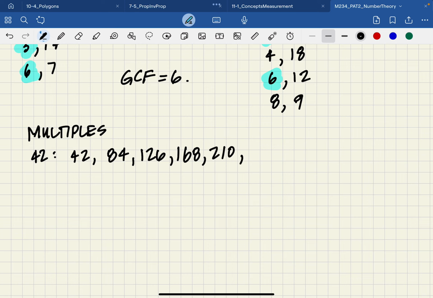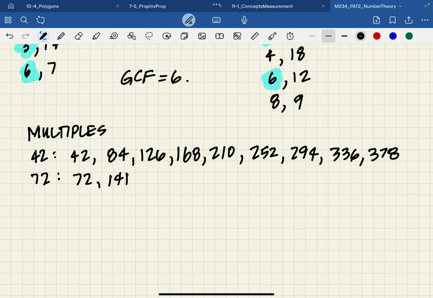210, 252, 294, 336, 378. That's probably enough just to get us started. Let's take a look at 72's multiples.